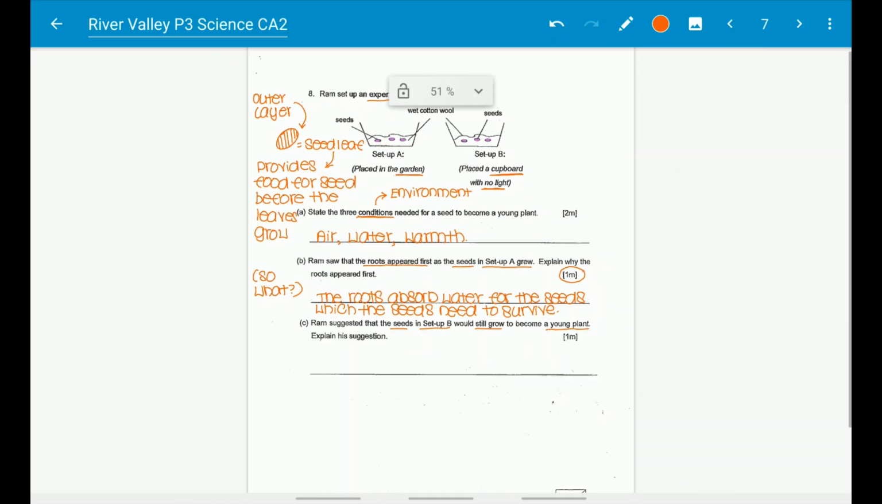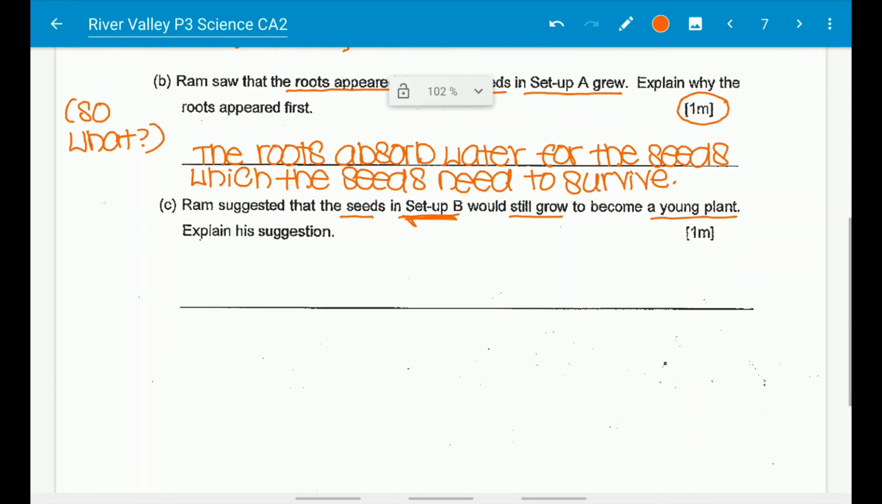And Ram is saying that in setup B, which is put in a place with no light, it can still grow. Why is that? It's because it doesn't need sunlight. There are no leaves for it to make food with the sunlight. It gets food on its own. Okay, so let's explain his suggestion.